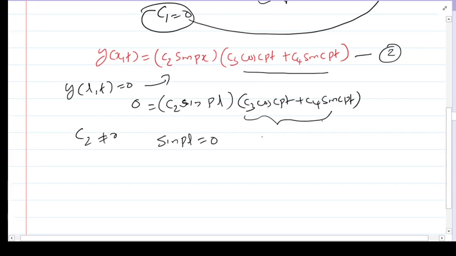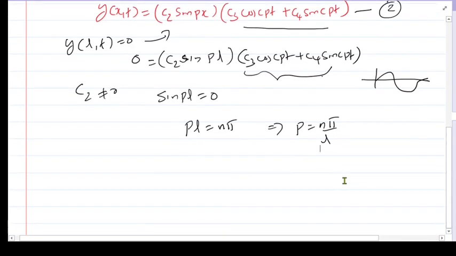Okay, sin PL is not always 0. You know this graph of sine; it is not always 0, it creates a wave. That means PL is equal to n pi, that is, P equals n pi by L. Okay, P equals n pi by L.